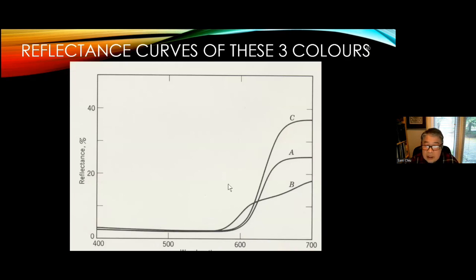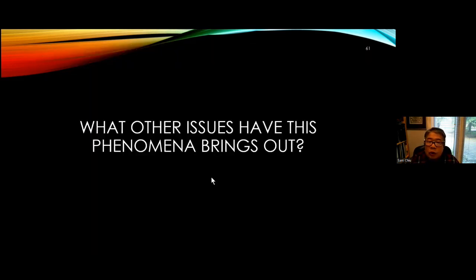So this is the spectral curve of all three, where this is the red end, the 700 is the red end. So A, B, and C, this is a brick red. They're similar, and they intersect each other at several points. So they're close, but they're not an identical match. So what does this issue bring up?